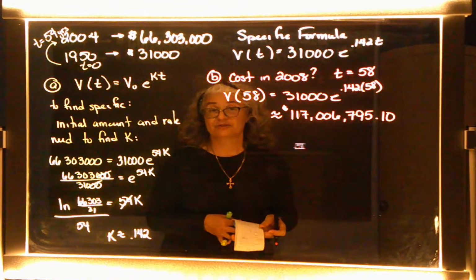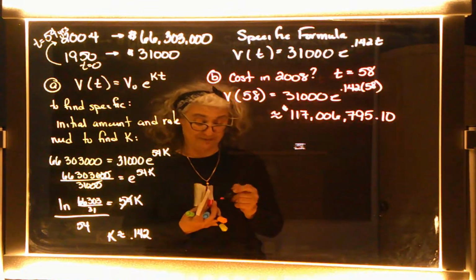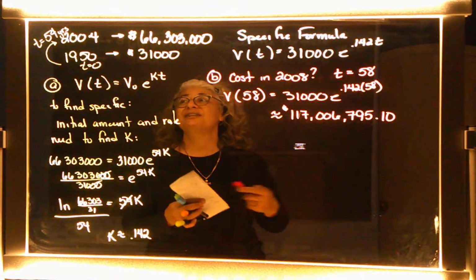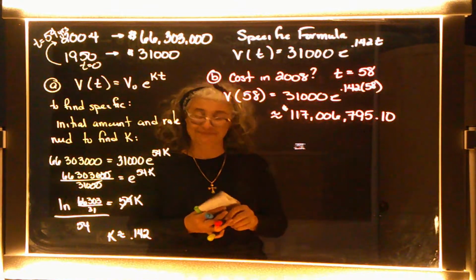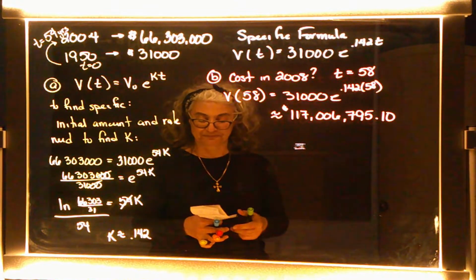More than likely they'll have us round to the nearest dollar. So anyway, so it'll be $795, won't it? Yeah, that's a lot of money. When it sold for $31,000 in 1950 and 58 years later it's selling for $117 million. Hindsight is 20/20, isn't it? Would have been great to have known that.